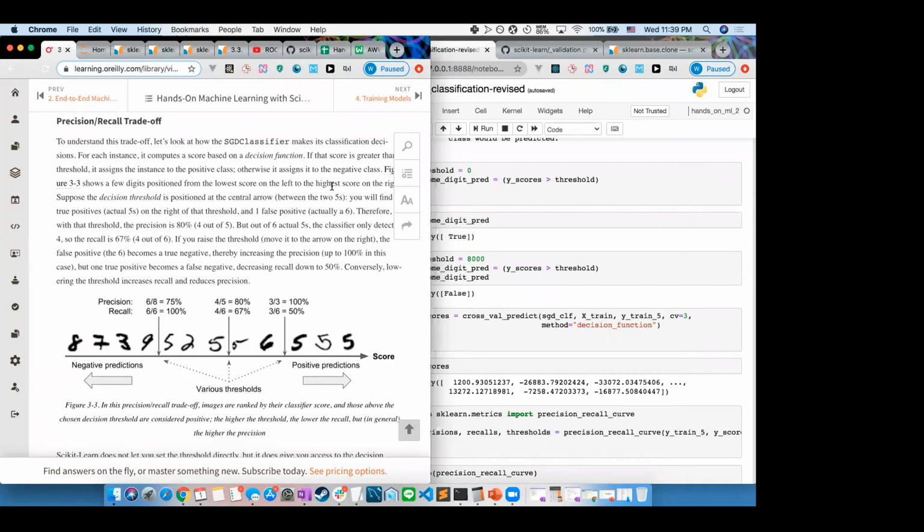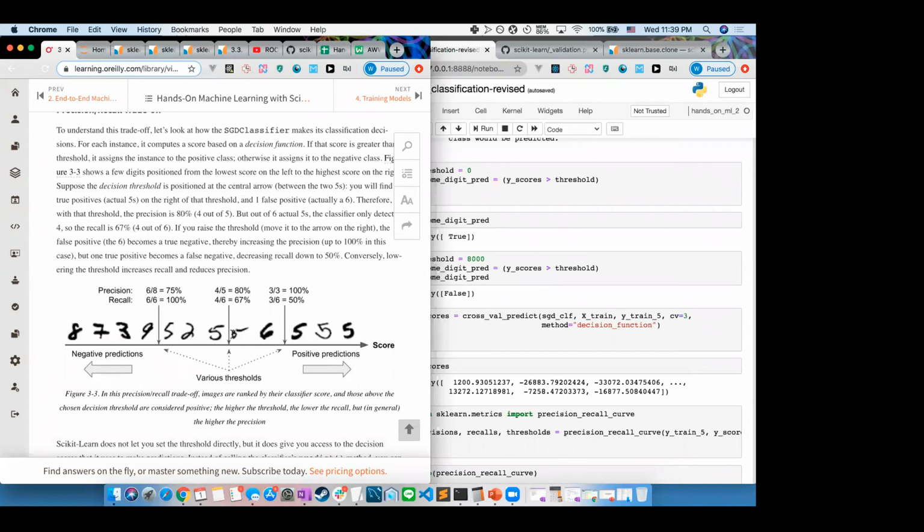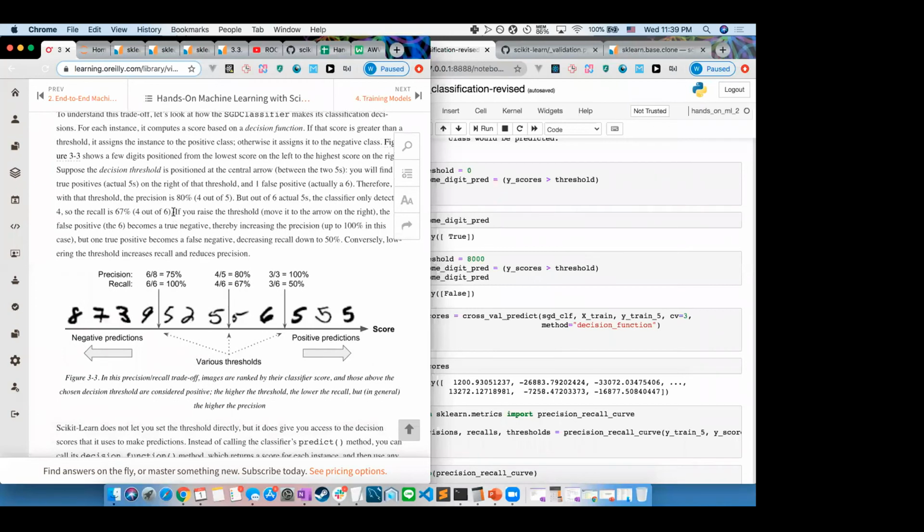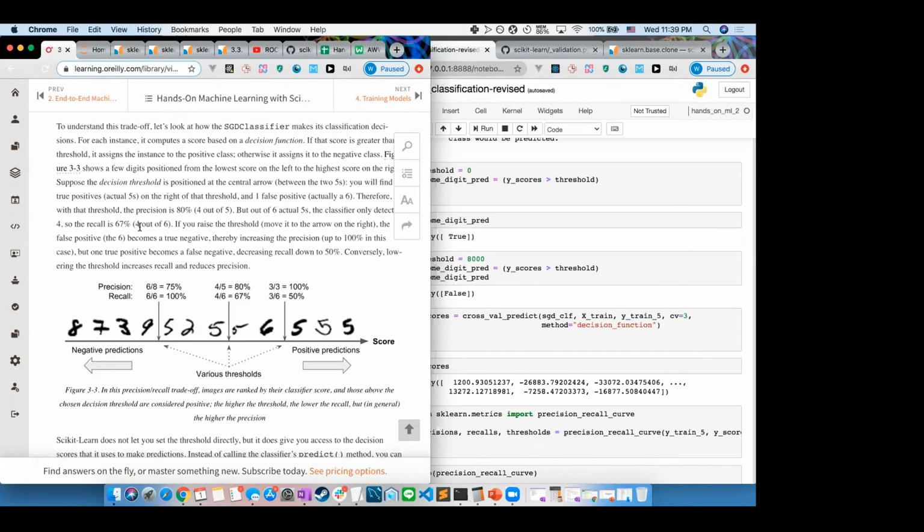Figure 3.3 shows a few digits positioned from the lowest score on the left to the highest score on the right. Suppose the decision threshold is positioned in the central row. You will find four true positive 5s on the right of that threshold, and one false positive, which is actually a 6. Therefore, with that threshold, the precision is 80%. But out of six actual 5s, the classifier only detects 4. So the recall is 67%.